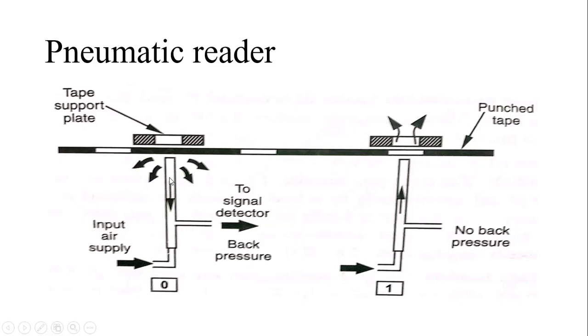Fine. And if the air does not pass through here, it means the hole is not on the tape, so there is a 0 condition. So this is how the pneumatic reader works. And even then we need a pump or a compressor which is compressing the air, so it's costly. Then we came to the optical readers.